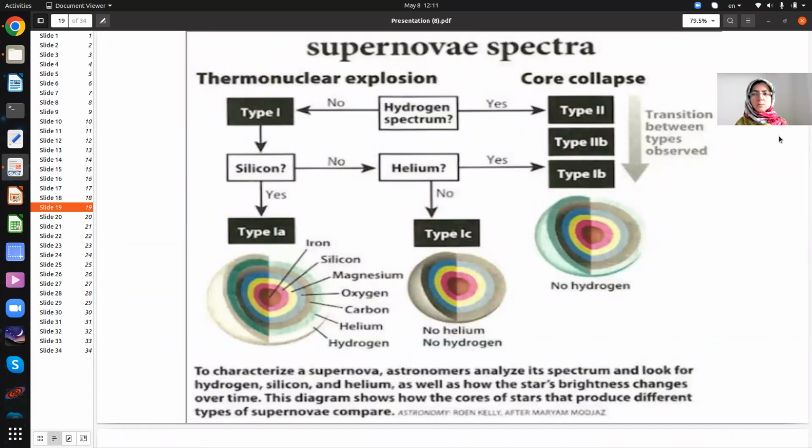You see here the supernova spectrum, thermonuclear explosion. Two things characterize a supernova. Astronomers analyze its spectrum and look for hydrogen, silicon, and helium, as well as how the star's brightness changes over time. This diagram shows how the cores of stars that produce different types of supernova compare. You see here the transition between types of star: type 2, type 2b, type 1b.